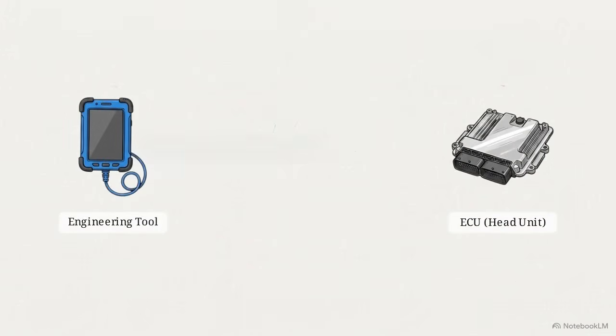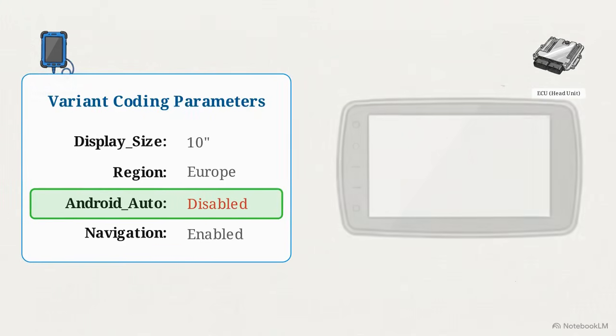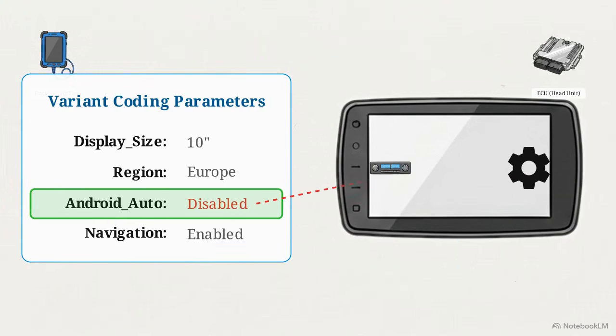The diagnostic tool sends UDS service 0x22, read data by identifier. The ECU returns the list of active variant coding parameters. We locate the row Android Auto. Its value reads disabled, matching the vehicle's physical reality, which currently shows no projection icon.